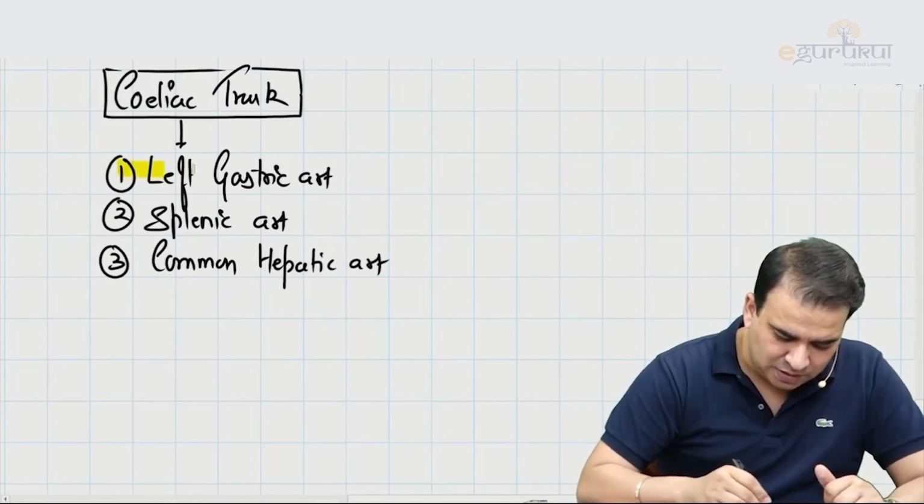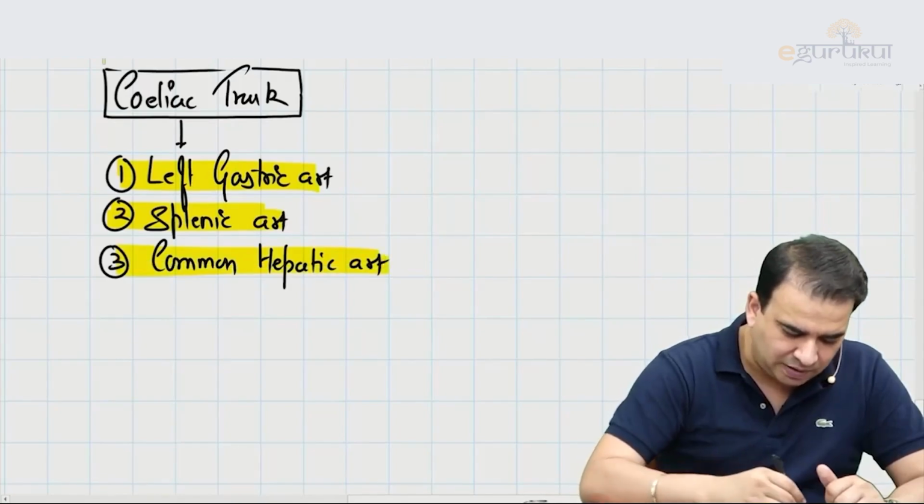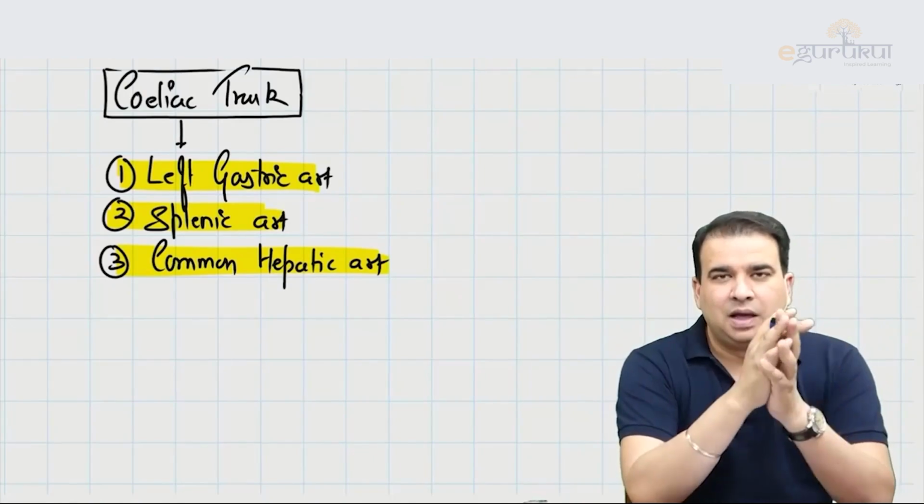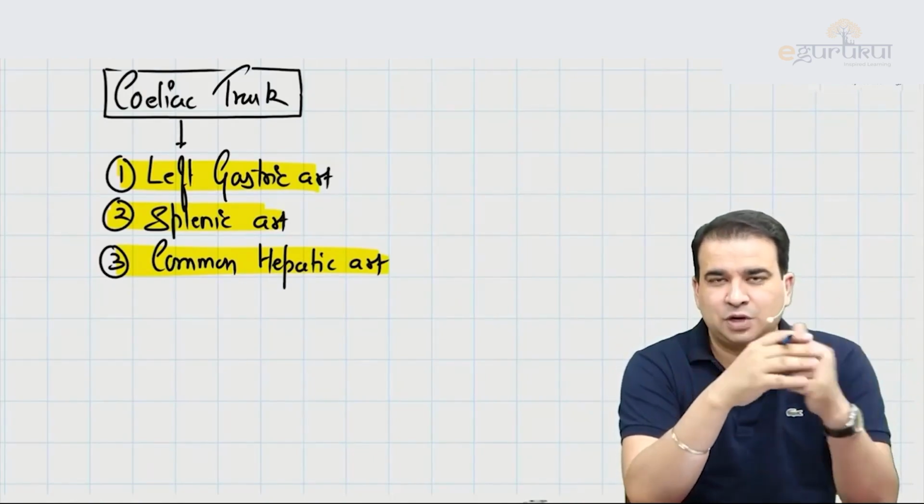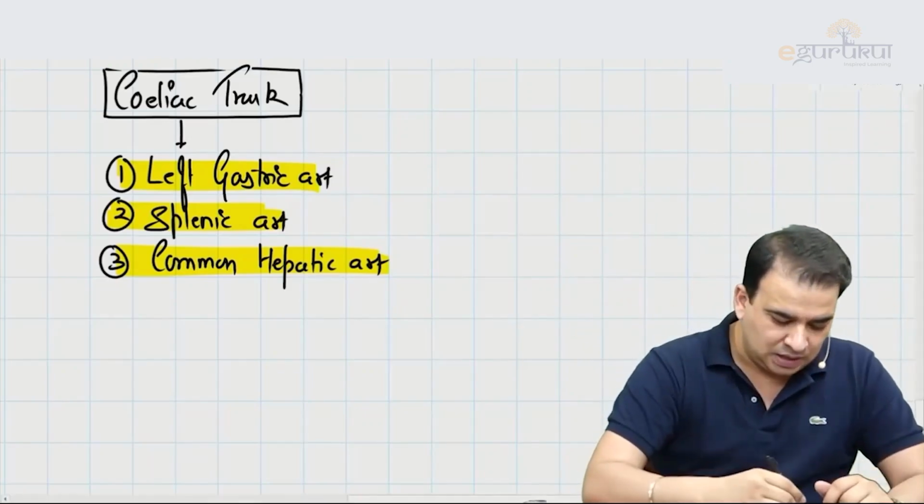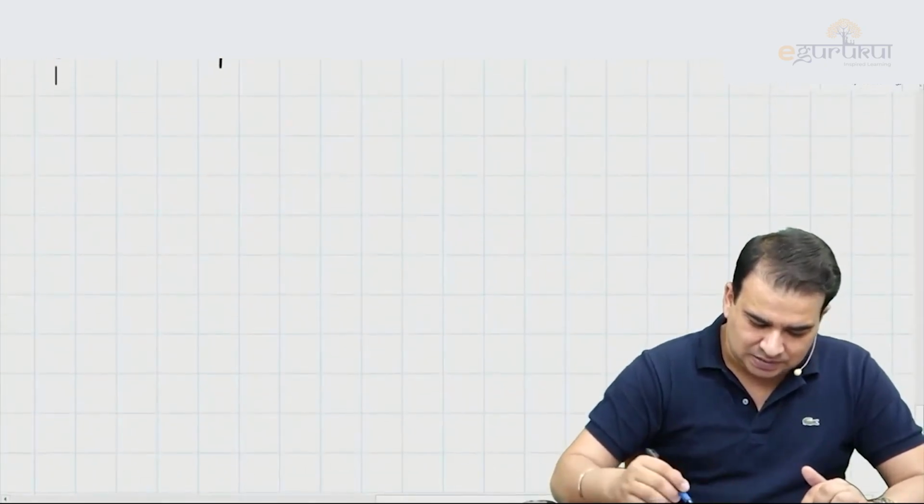So these are the three branches coming from the celiac trunk: left gastric, splenic and common hepatic artery. Let's understand them diagrammatically, how these arteries are spanning along the lesser curvature of the stomach, where they are going, and what branches will come out of them. So for that, let me take this stomach here.